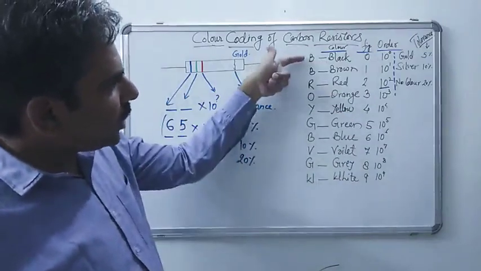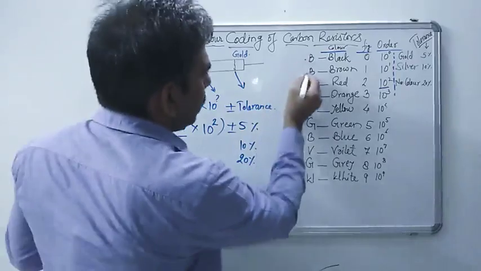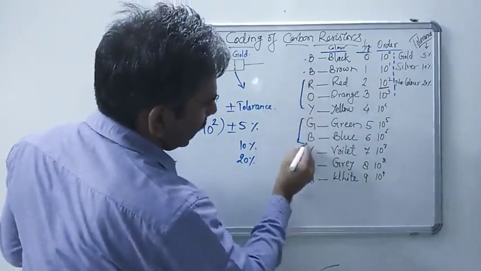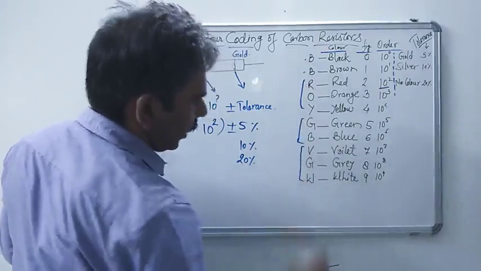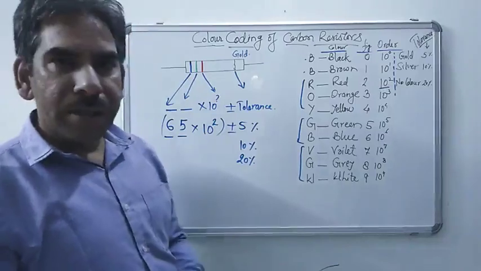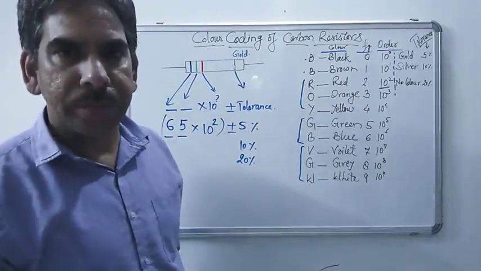You can remember it as BB. This is BB, Roy, Great Britain, very good wife. So you can remember this table in that manner, or in any other way which you feel easy to remember.